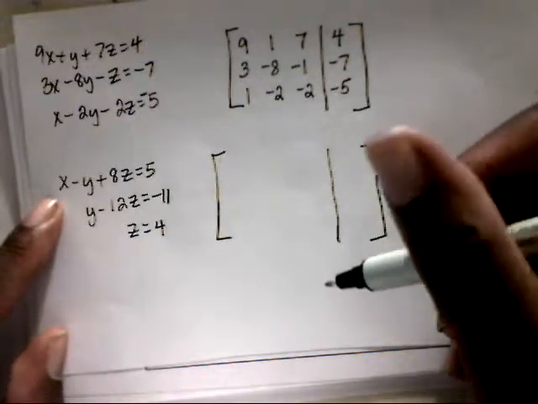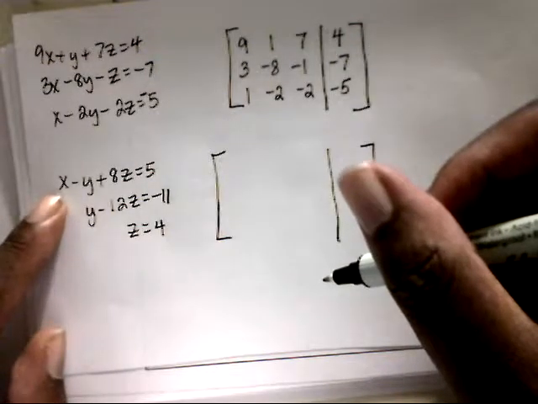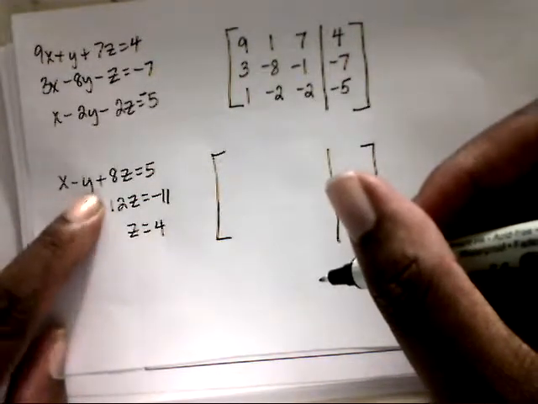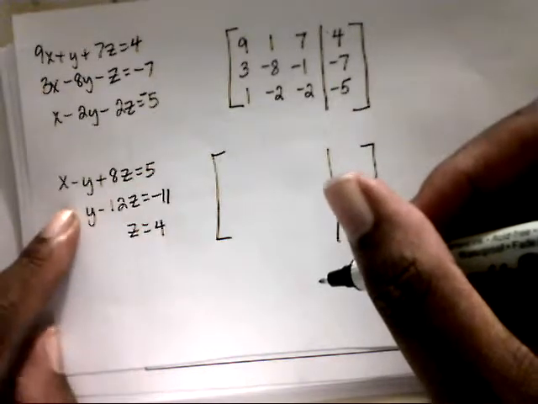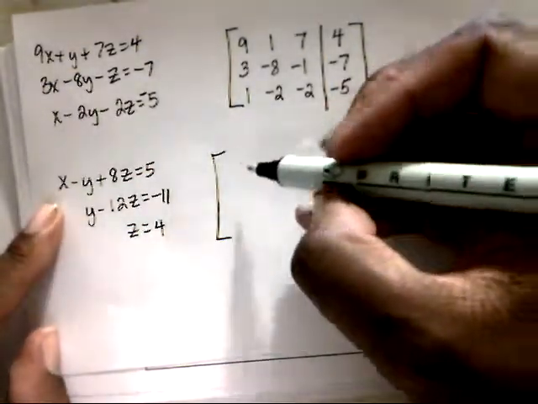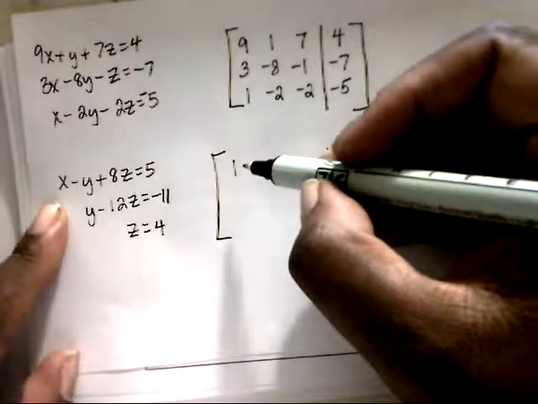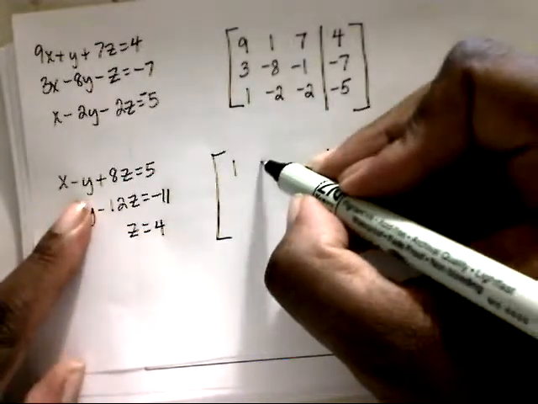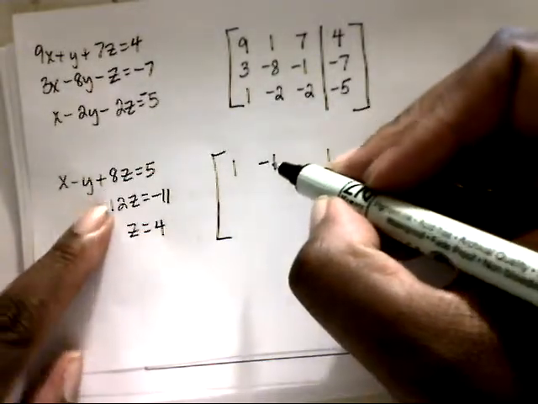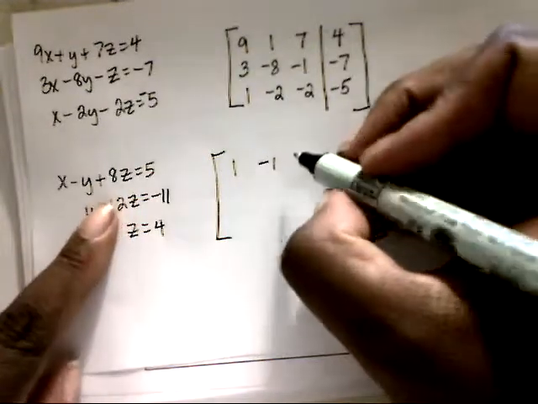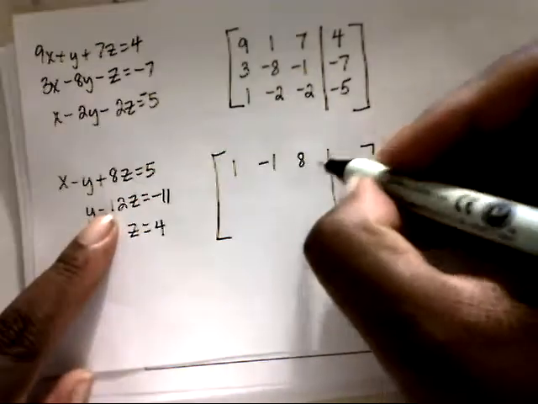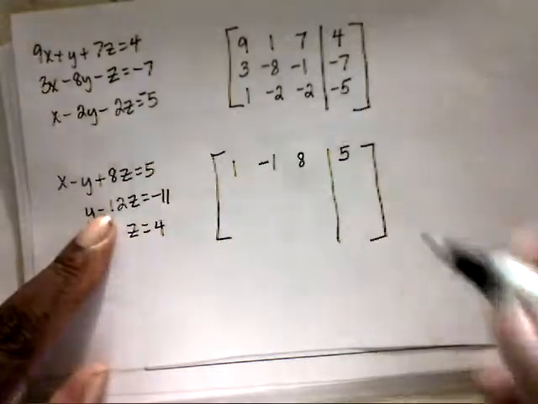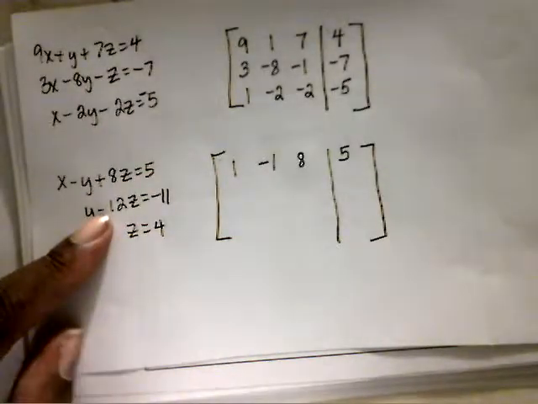We write down the coefficients for each of these linear equations here. x minus y plus 8z is equal to 5. The coefficient of x is 1, so we write that down. The coefficient of y is negative 1 because of the minus sign in front of it. For 8z, the coefficient of z is 8. And then the constant is 5, that goes after the vertical bar.